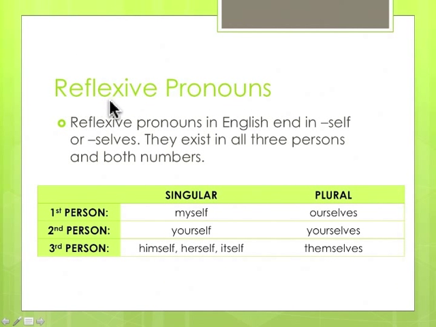Let's start by talking about reflexive pronouns. Reflexive pronouns in English end in self or selves. They exist in all three persons in both numbers. First person singular is myself, second person singular is yourself, third person singular is himself, herself, or itself, first person plural is ourselves, second person plural is yourselves, and third person plural is themselves.